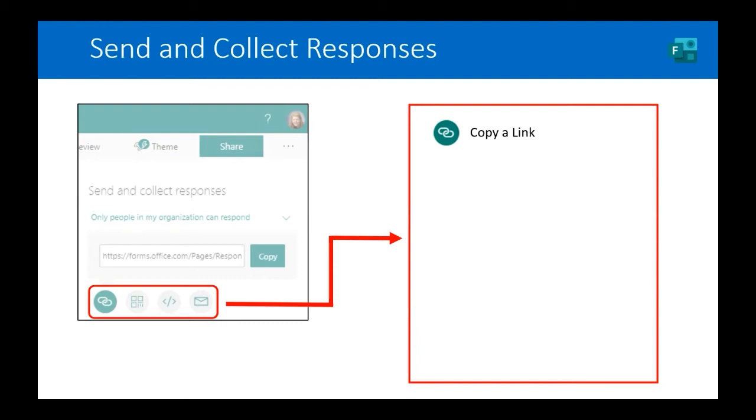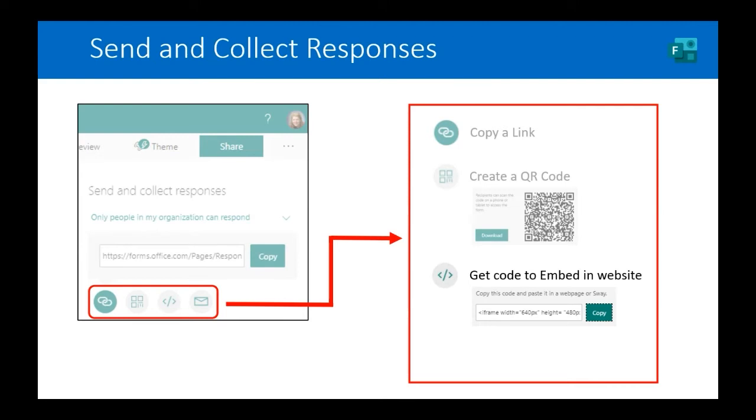The first one is copy the link. Then you can paste it into an email message, into a team channel, or wherever you want to put that link. The second is to create and download a QR code. This can be nice to insert on your website or printed material. Third, you can get the code to embed a link into the form onto your website. So you get the code, you copy that code, and whoever's doing your website can just go ahead and paste it into your website.